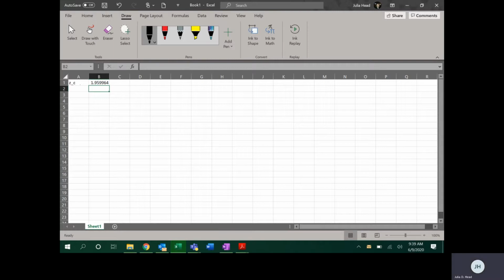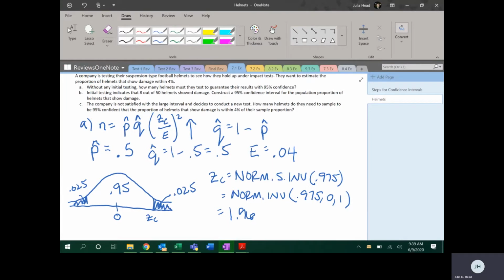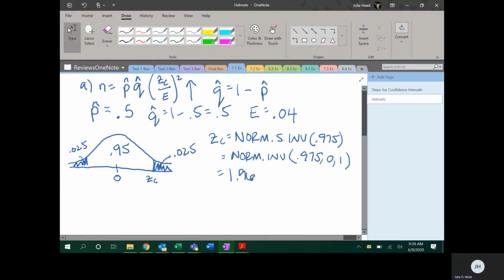You may round to 2 decimal places to show your work, but you need to use all of the decimal places in your calculation, and I think that will make more sense in a minute. So it rounds to 1.96. So we have everything we need now to plug into this formula. So we have 0.5 times 0.5 times 1.96 divided by 0.04.